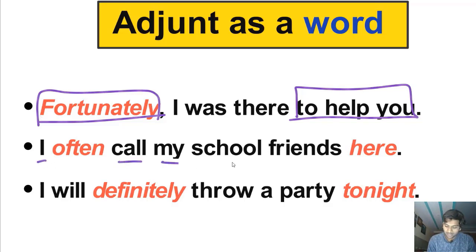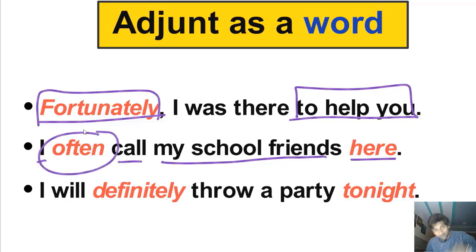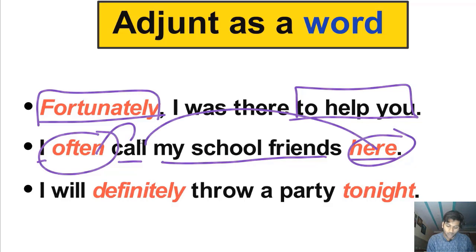I call my school friends here. I often call my school friends. Where? Here. So these two words are adverbs modifying the verb call. I call how often? Often. Where? Here. So these are single words working as adverbs, non-essential to the core meaning of the sentence, hence they are adjuncts.